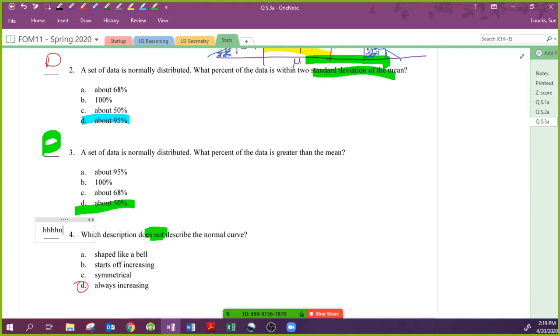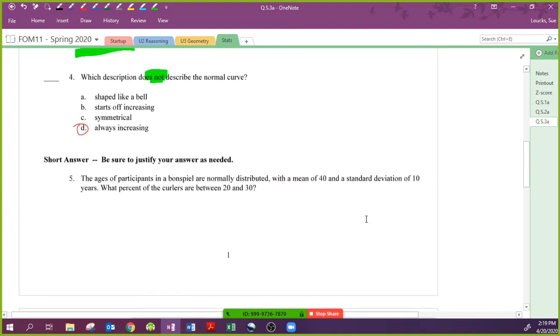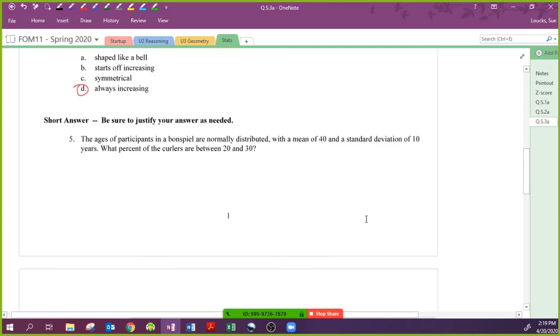Okay. Is that okay? Any questions on that? Question 5. The age of participants in a bonspiel are normally distributed with a mean of 40 and a standard deviation of 10. So for this, you want to do a quick sketch.